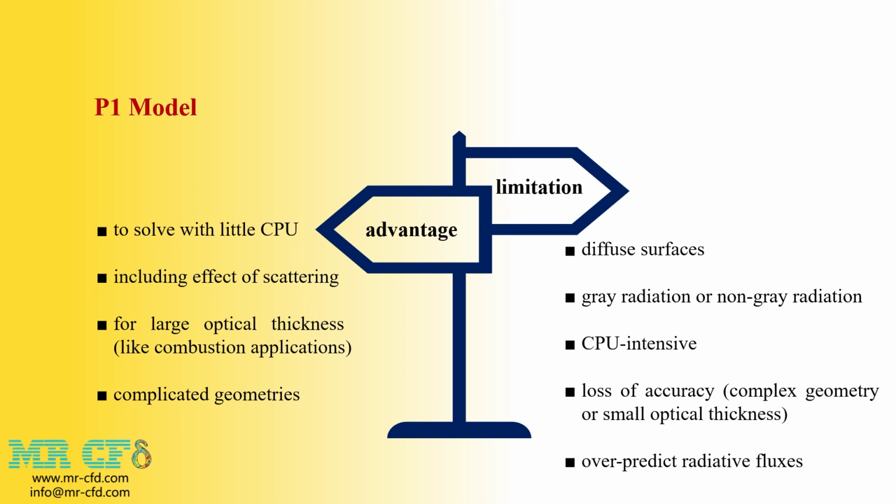Fourth, it is possible that the accuracy of its solution will decrease when the complexity of the geometry is high or if the optical thickness is small. Fifth, it tends to overpredict the radiative fluxes caused by sources or thermal sinks. Sink or source.